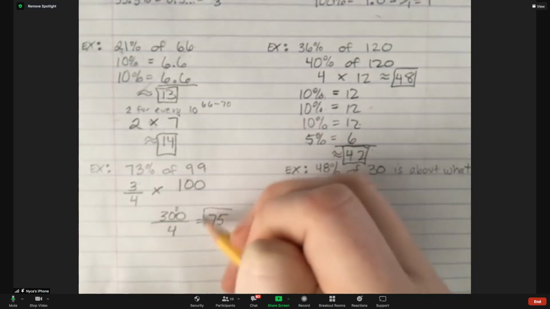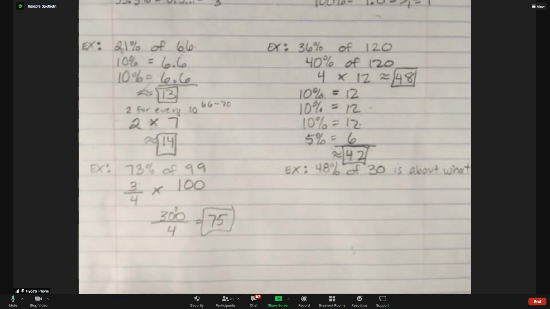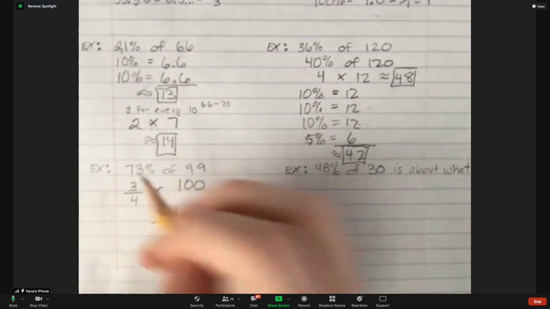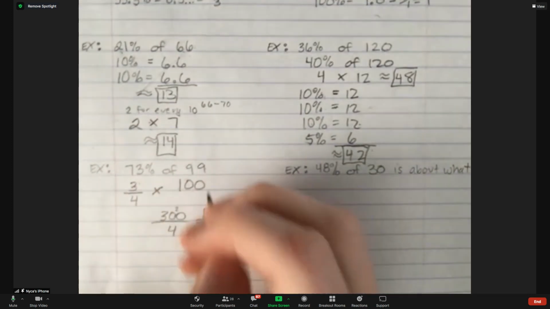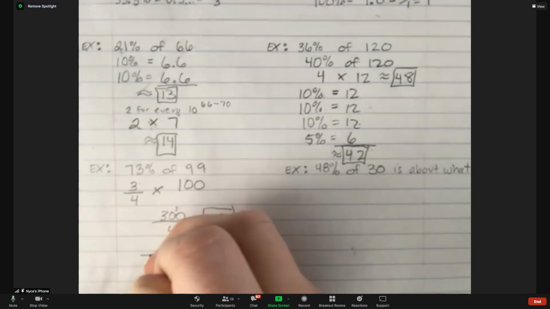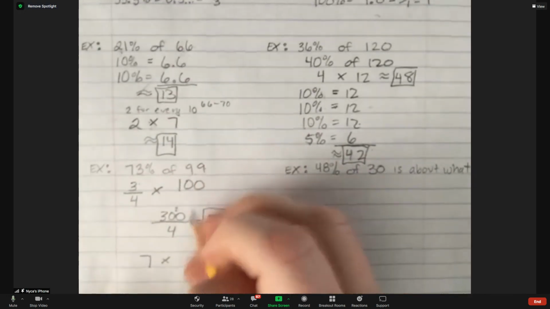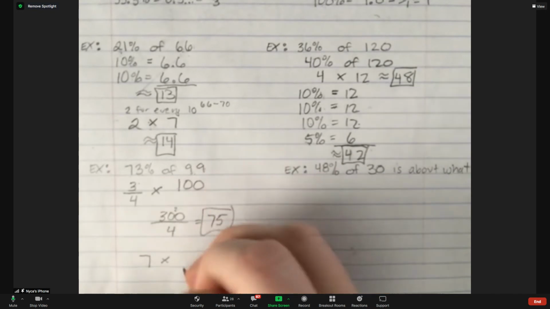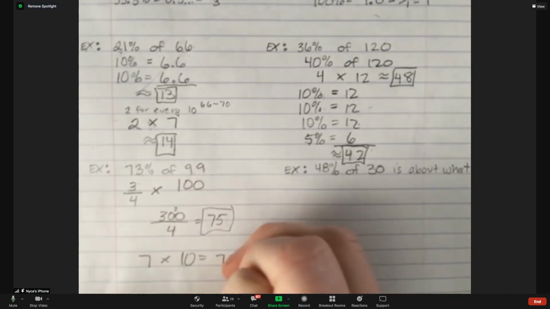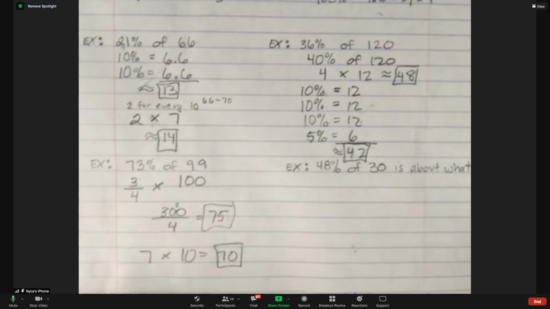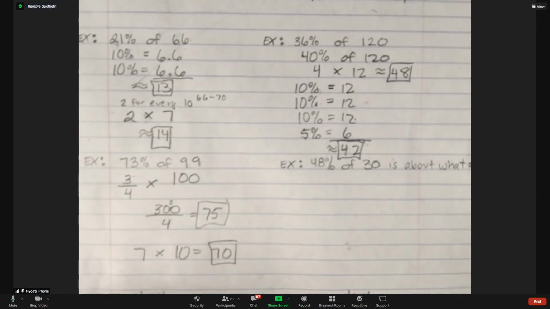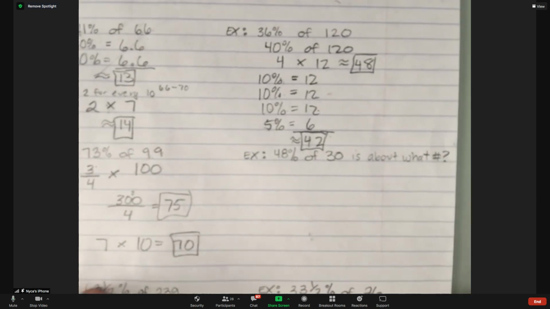So that would be an estimate that is getting it close if you use the fraction method. Otherwise, what you can think of is, again, 73% of 99. Some students might think 7 of how many 10s are there? There are 10s in there, so that's about 70. So again, it can range. It just depends on how you see your estimation.